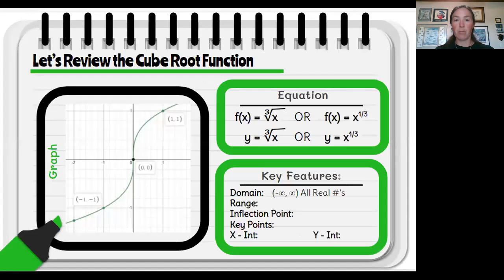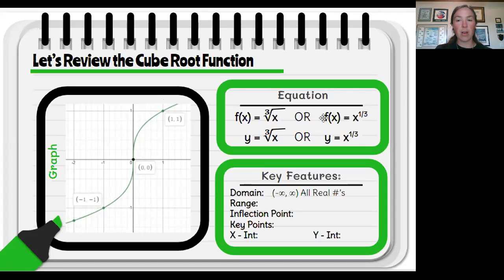So first of all, let's review the cube root function. Remember, this is the original graph. It starts at the bottom, goes and then turns and goes towards the top. So it's a positive function. Its inflection point, or the middle of the graph, is at 0, 0. The key points we need to pay attention to are 1, 1 and negative 1, negative 1. We can write the equation in 2 ways: as a cube root, or as x to the 1/3. They are exactly the same thing.